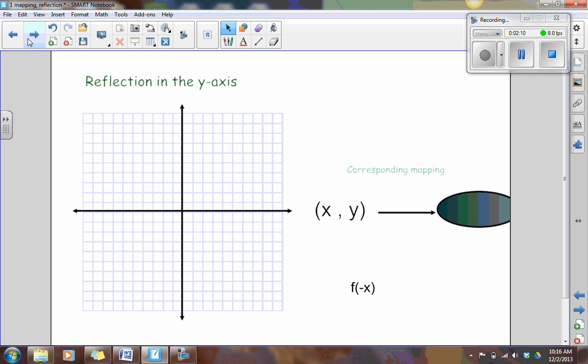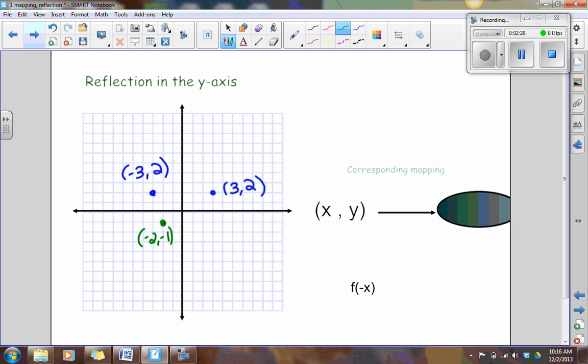Okay, a reflection in the y-axis. We'll do the same points. Let's start with 3, 2. If we're going to reflect that in the y-axis, it's going to become -3, 2. And if we have a point -2, -1, reflect that in the y-axis, that becomes 2, -1. So notice here y stays the same when we're reflecting over the y-axis, but x is going to change to the opposite.